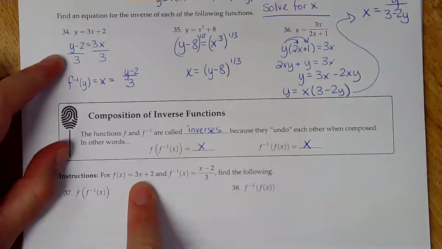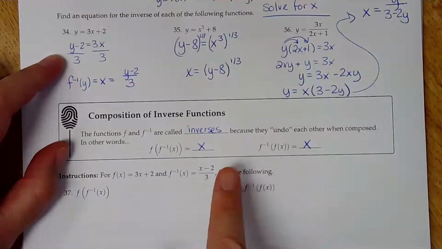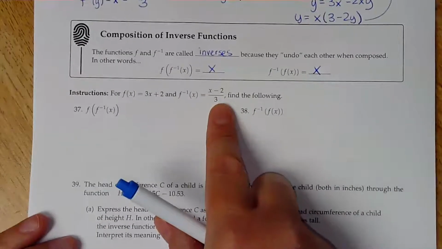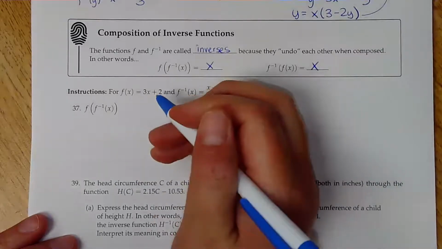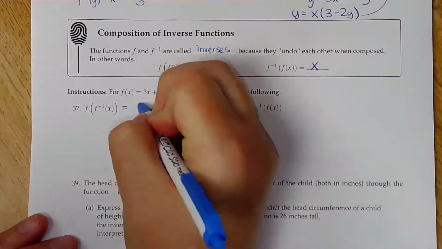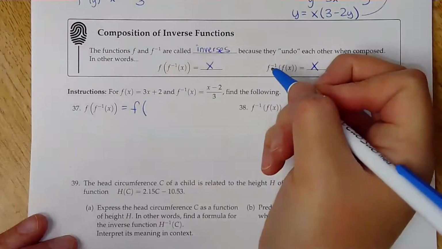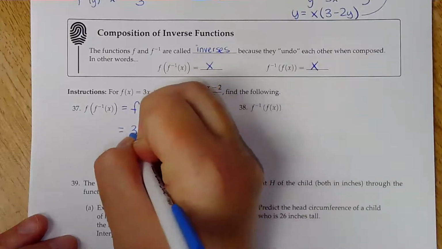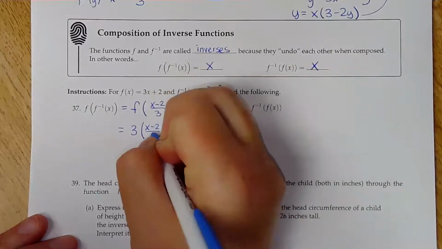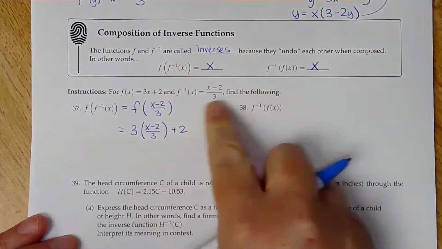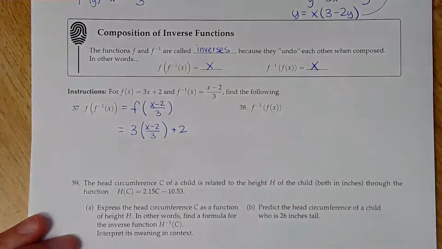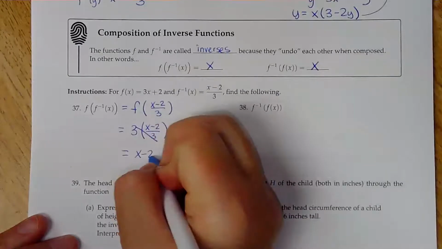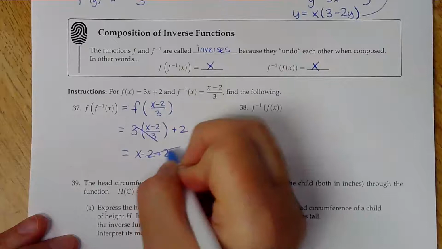So y is equal to 3x plus 2, and f inverse is x minus 2 over 3. So f of f inverse of x is going to be f of x minus 2 over 3, which is 3 times x minus 2 over 3, plus 2. So I plug this in for x here. Those 3's cancel out. I get x minus 2 plus 2, which is equal to x, which is what we want.